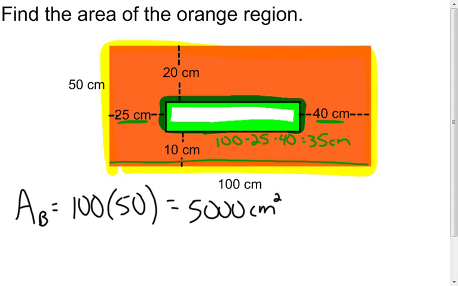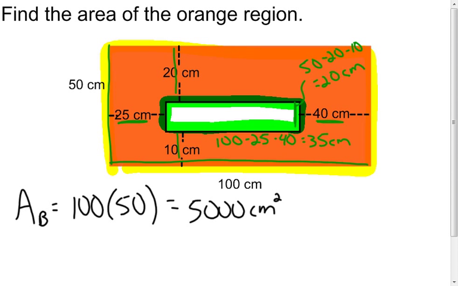Then I'm going to have to do something similar to find the height here. Well, I notice that this distance here is 20, this one's 10, the whole side of the big rectangle is 50, so to find this piece, if I take 50 and I subtract out the 20 and I subtract out the 10, I'm going to be left with 20 centimeters for the height.